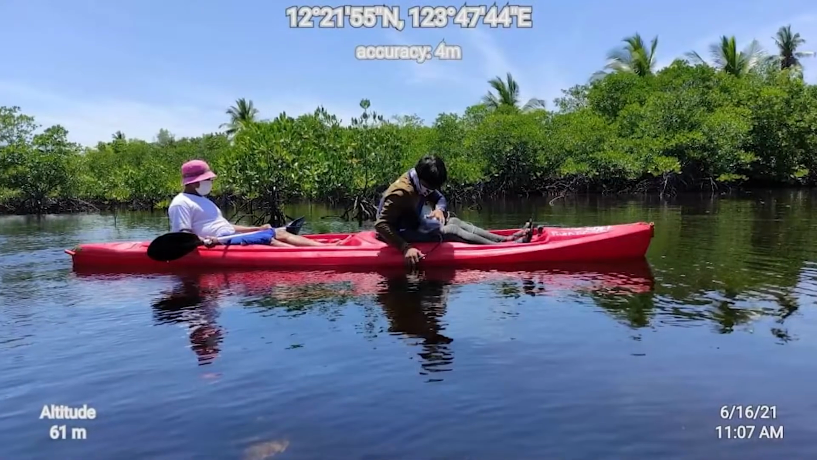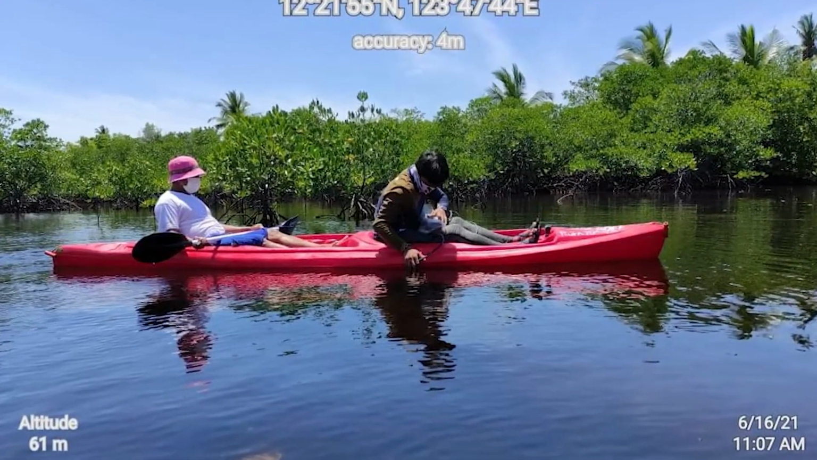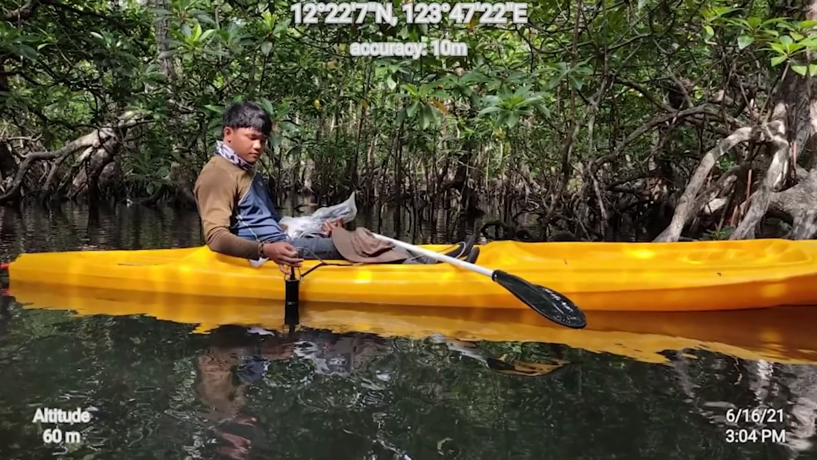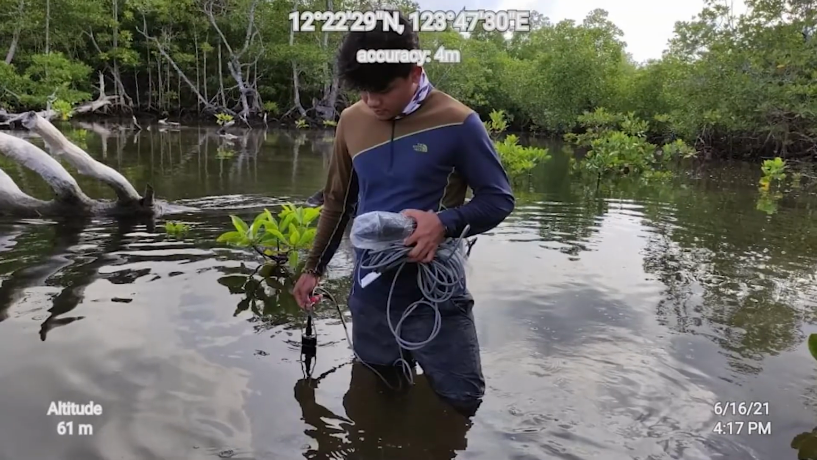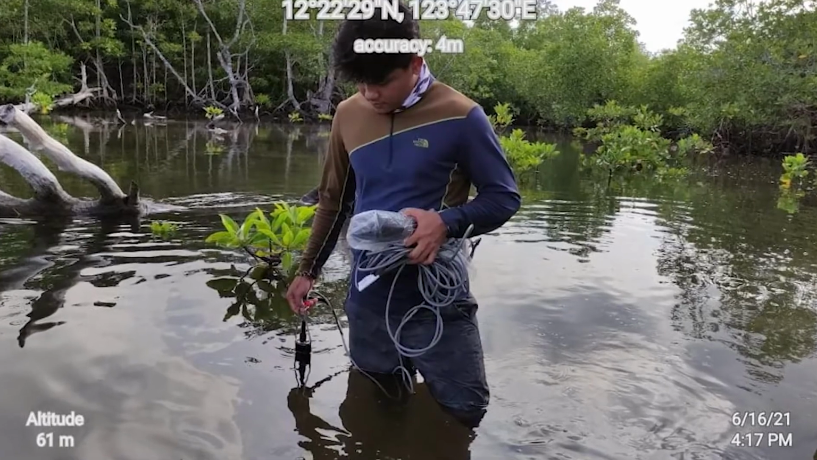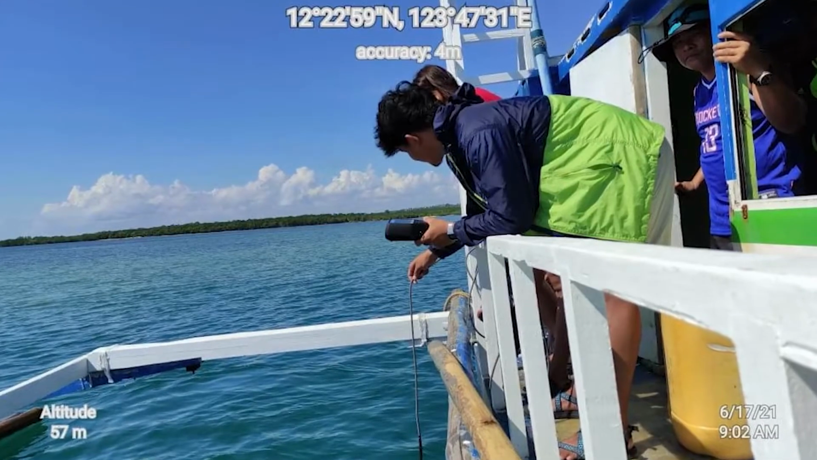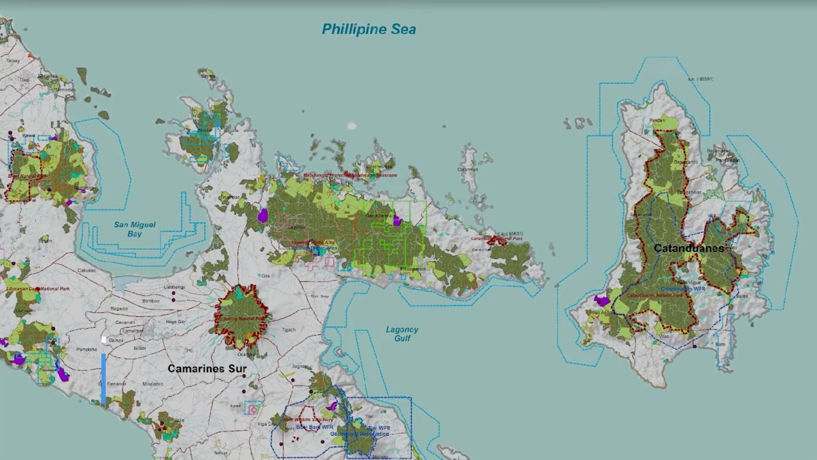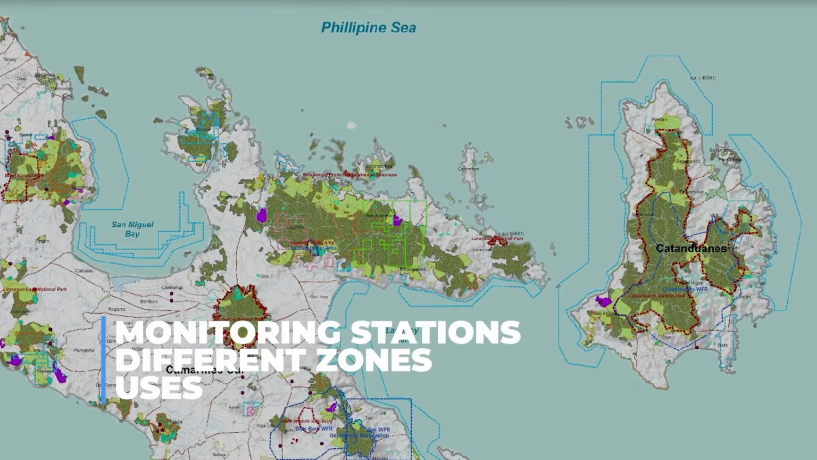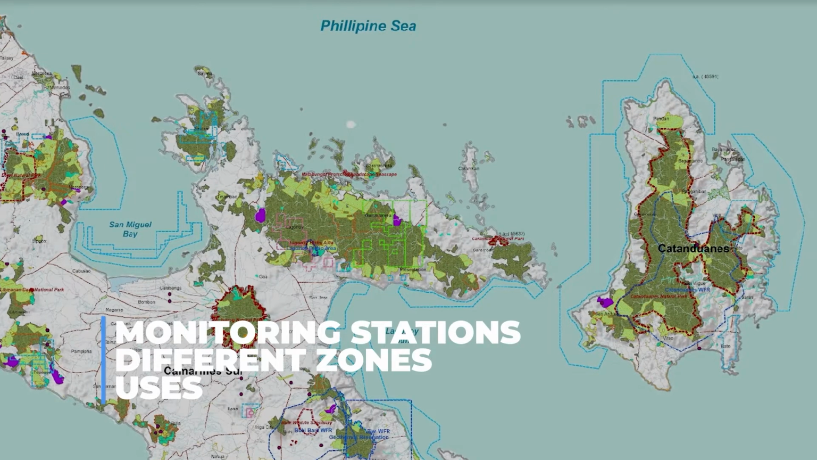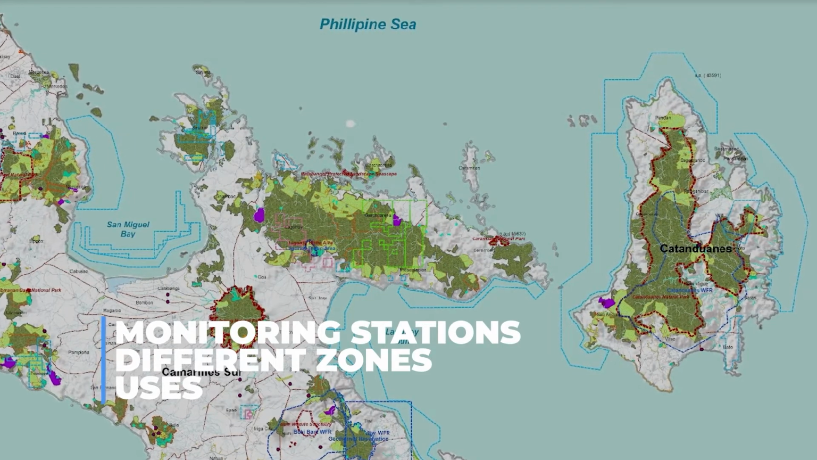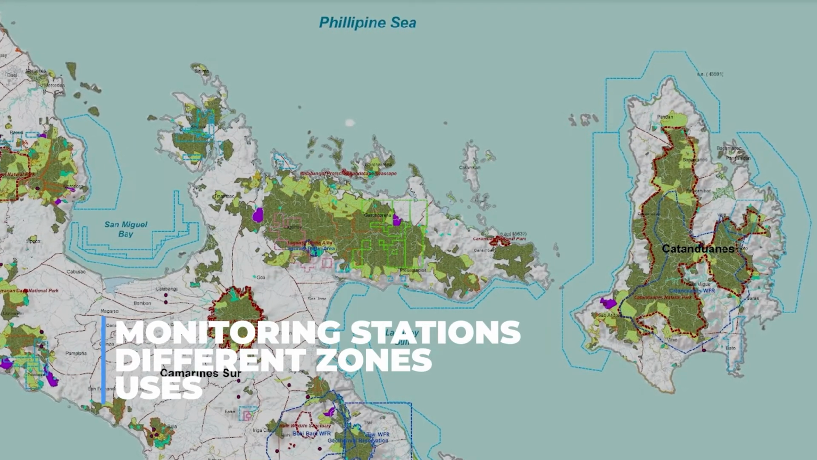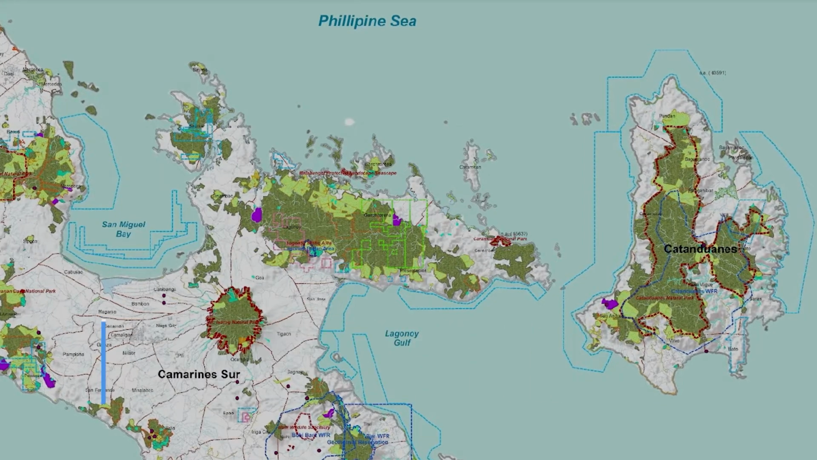Data for the parameters is collected using either a handheld water quality checker or by grab method, where water samples would be analyzed in a laboratory accredited or recommended by EMB. Sampling and monitoring stations are established within the multiple use and strict protection zones to ensure that the water quality, based on its classification, is at optimum levels.